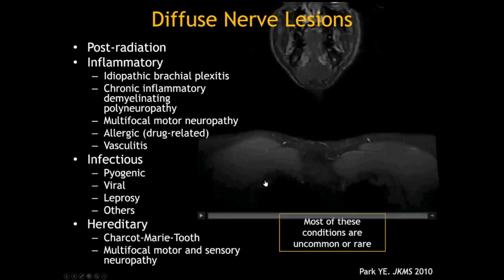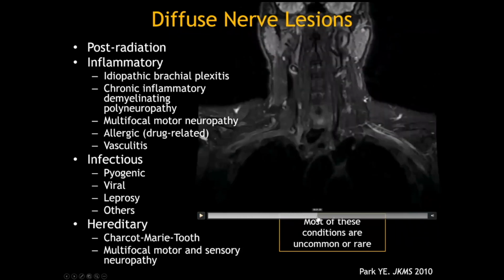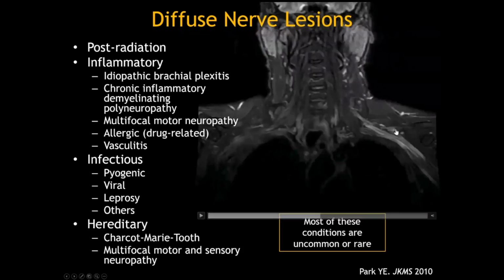Here's just an example of a patient with chronic inflammatory demyelinating polyneuropathy, or CIDP. This person actually had a variant of CIDP where there was more unilateral involvement. You can see the diffuse thickening of the left brachial plexus compared to the right. Usually in CIDP, this is going to result in diffuse symmetric thickening of those nerves.